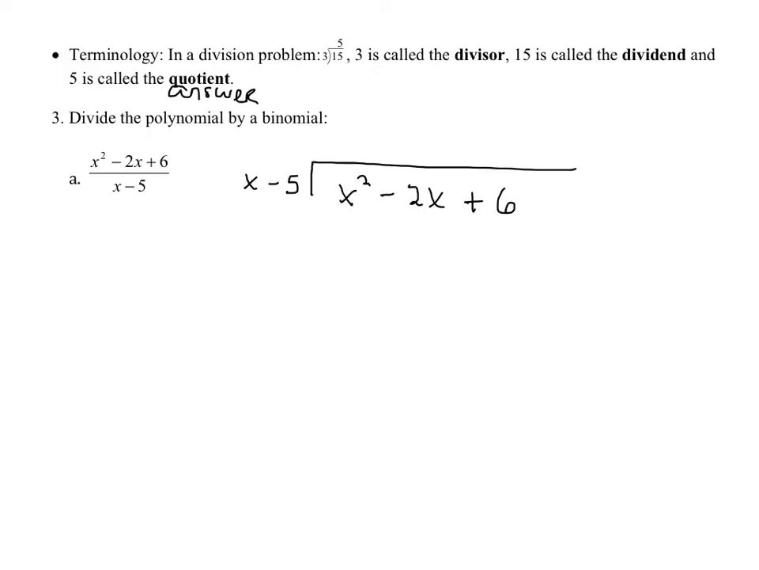Now here is the deal. We're always going to work off this first guy. And you say to yourself, what times x gives me x squared? And you're going, well, x does. x times x is x squared. We must do the distribution through. x has to get multiplied by this x, and x has to get multiplied by the negative 5. So I get negative 5x.